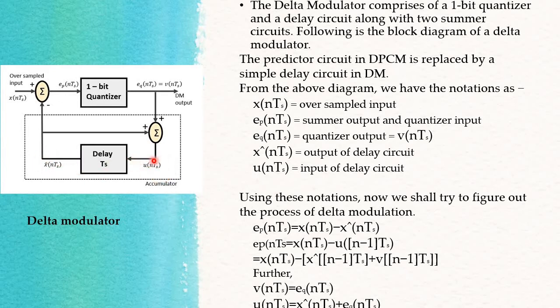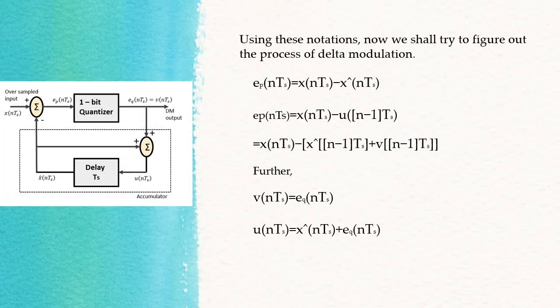Now what is your U(nTs)? This U(nTs) is nothing but a combination of X bar(nTs) and the E_Q(nTs), or V(nTs). So that's what's written over here. Next, using all these notations, we are going to figure out the process of delta modulation.